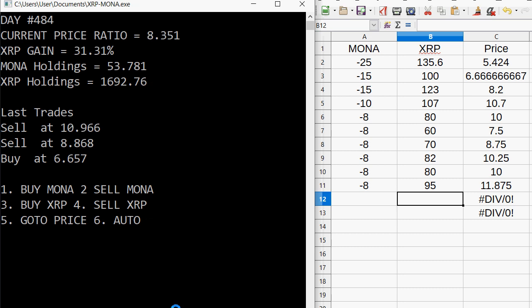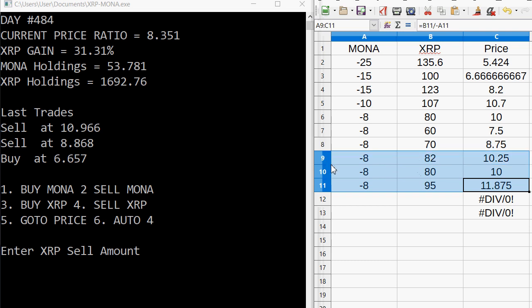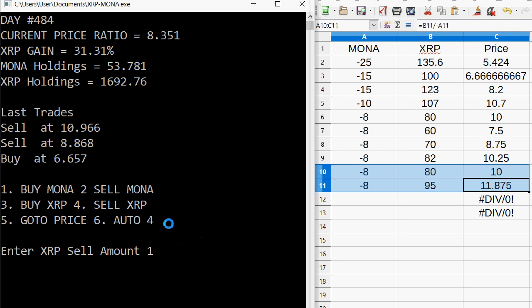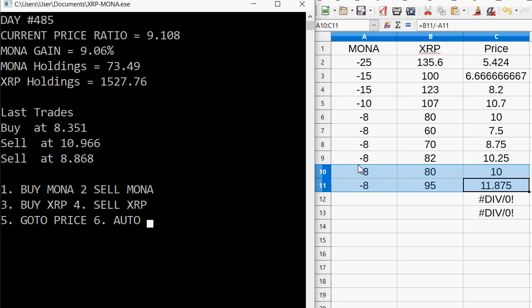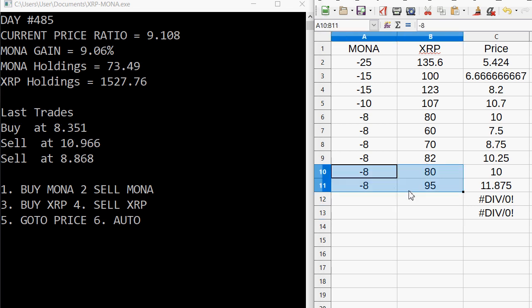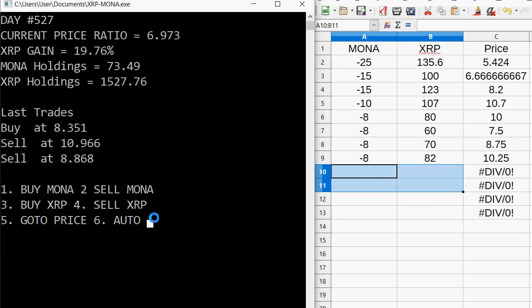Now a decent gain for Ripple, up 31%. And that takes us to 8.3. So let's look at how many we want to fill in here. Maybe fill in 2 of these. So that would be 175. Let's sell like 165. Get back almost 20 when we sold 16 before. And we got Ripple now with a 20% move, 6.9.